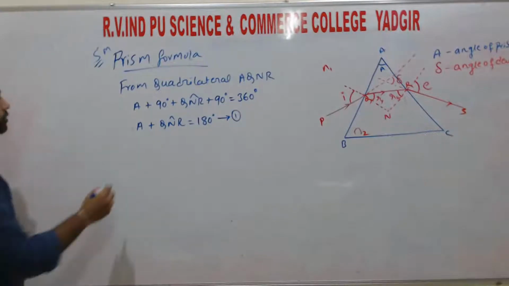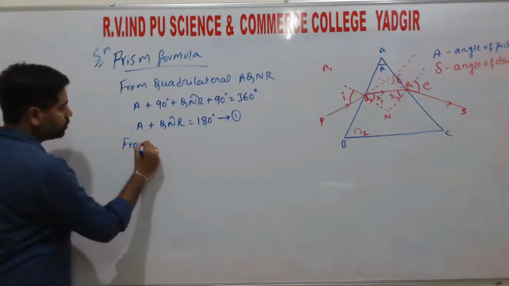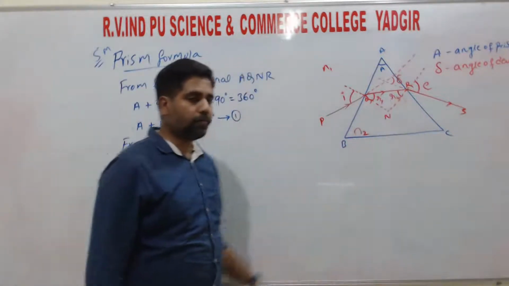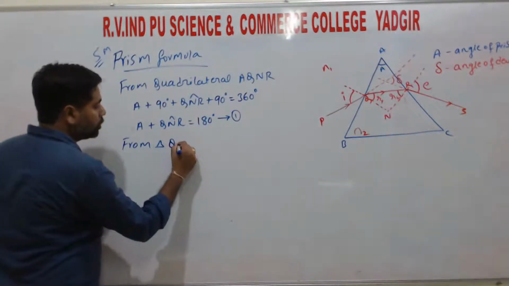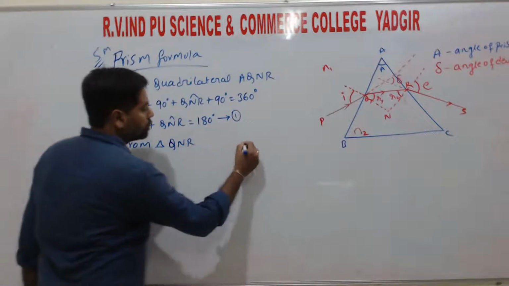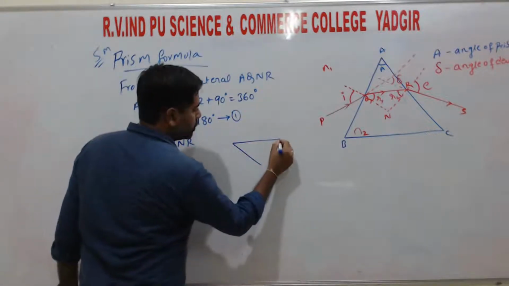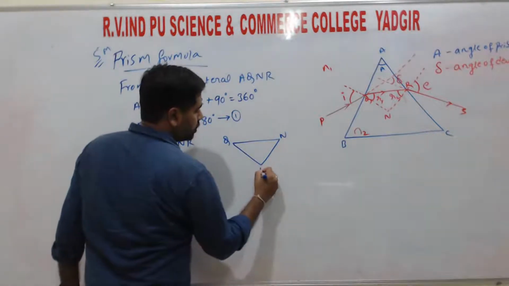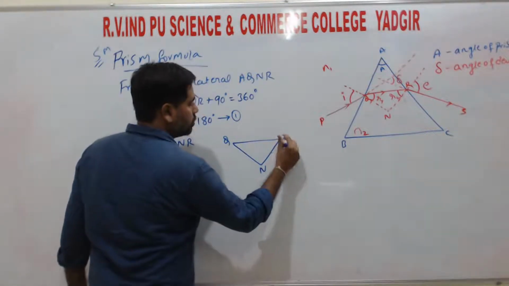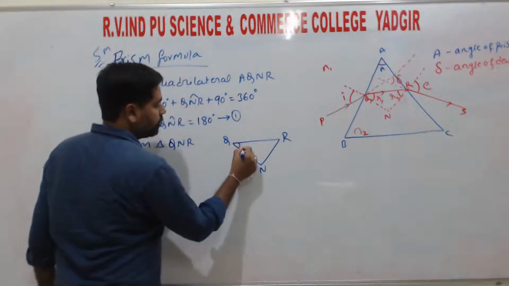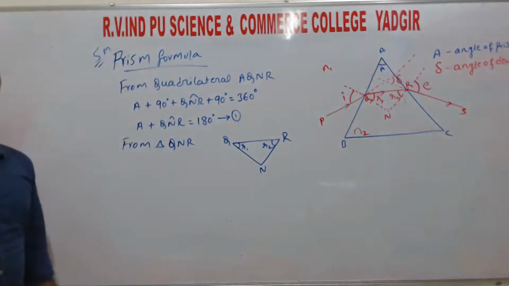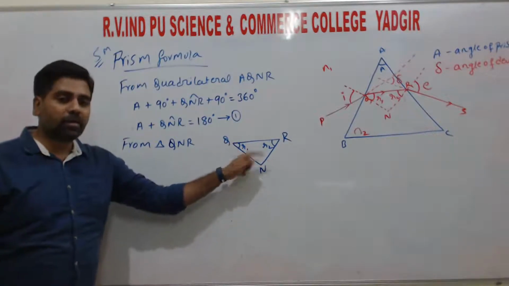from triangle QNR, so if I draw here, right? So this is Q and here it is N and here we have R. So here we have R1, here we have R2, right? So the sum of all the angles of the triangle is 180 degree.